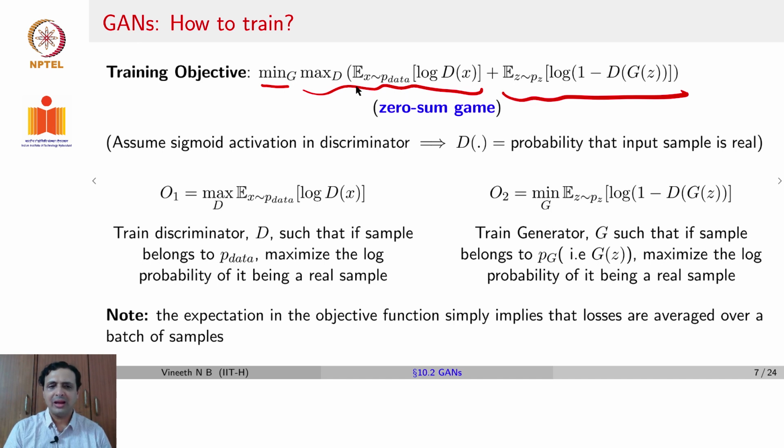What do we mean by expectation in these two terms? In practical implementation parlance, the expectation simply means that the losses are averaged over a batch of samples. What does a batch of samples mean here? We'll see that in a moment when we see the algorithm.